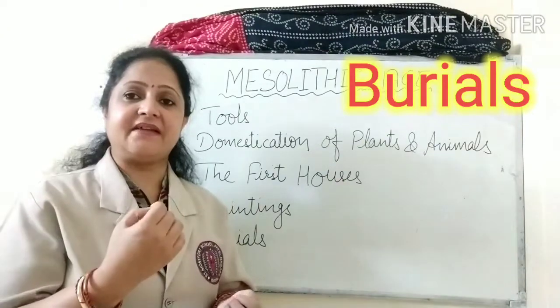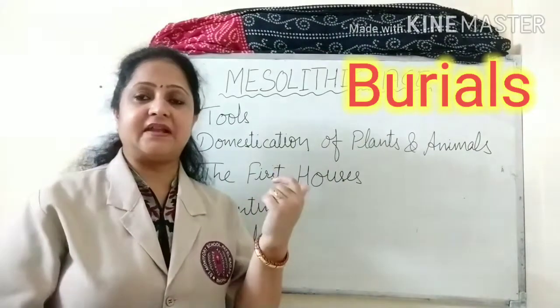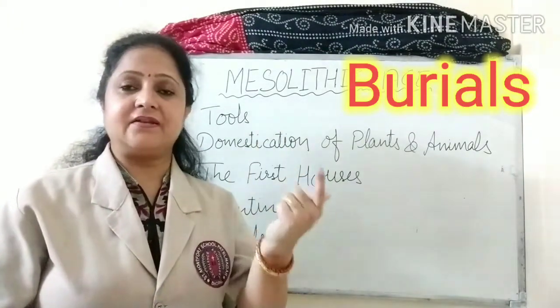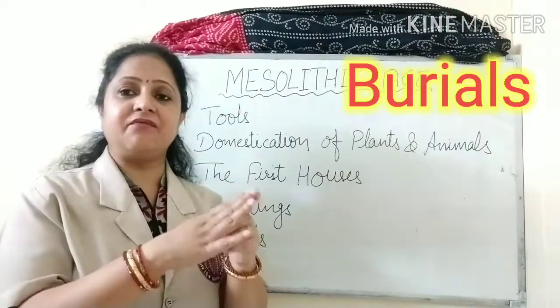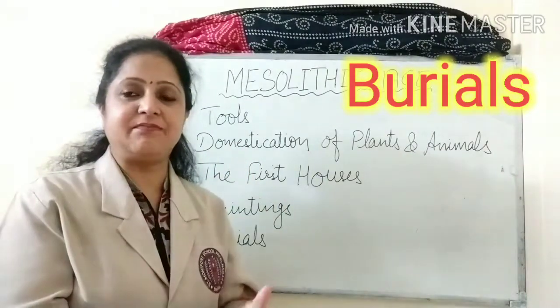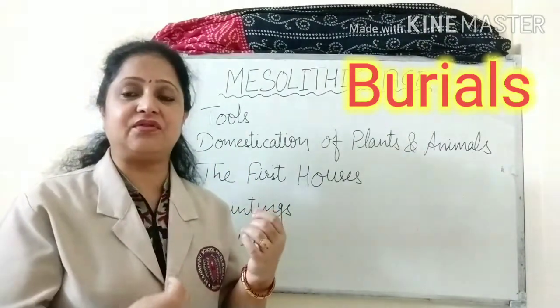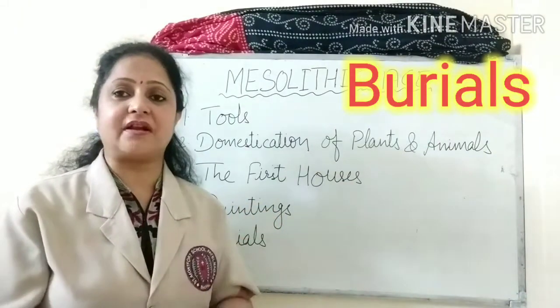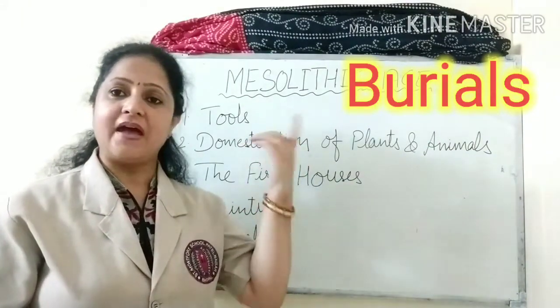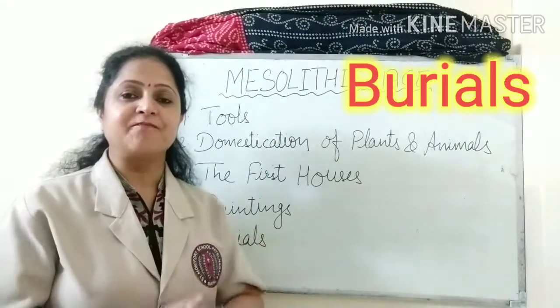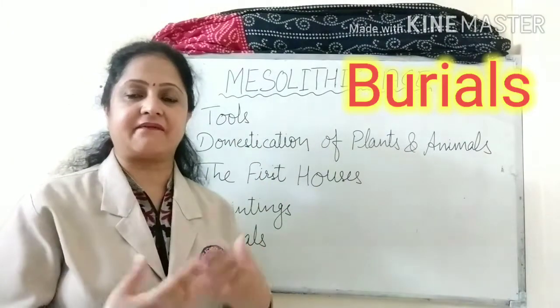That means he believed that the man who had died would use these things, he would eat this food and he would use these ornaments when he went to another world. In this way, he believed in life after death.